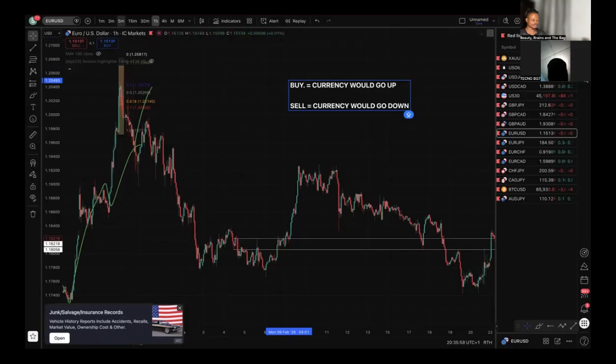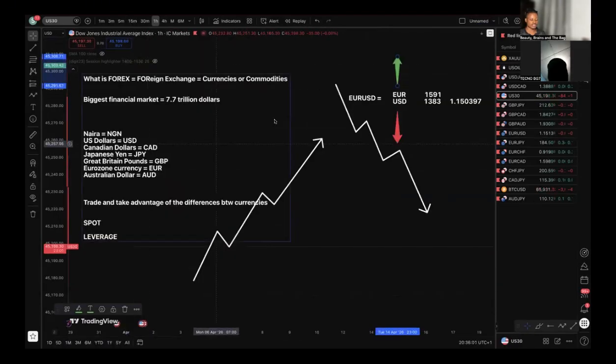What makes the market go up and go down? And that will help you understand how to predict the direction of the market. So let's go to a different page here.